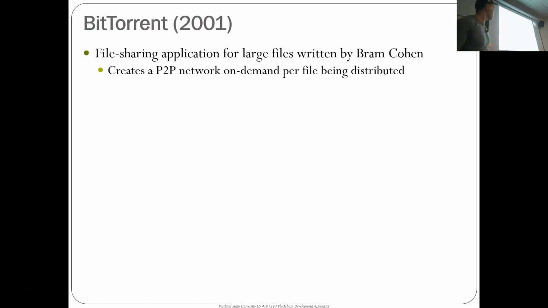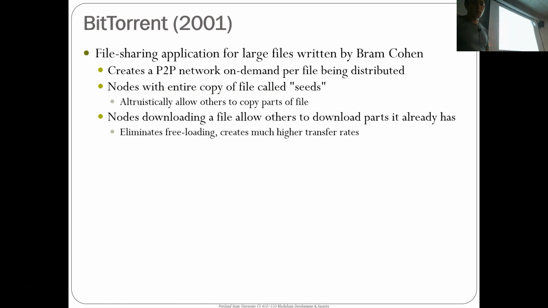Okay, the next system is BitTorrent. BitTorrent is still heavily used today. It's a peer-to-peer file sharing application for large files. And what this does is that rather than creating a static peer-to-peer network, it creates a dynamic, on-demand peer-to-peer network based on the file that you're trying to distribute. So there are nodes with full copies of the file that you want to distribute, and they're called seeds. And they altruistically allow others to download parts of that seed file, the original copy.